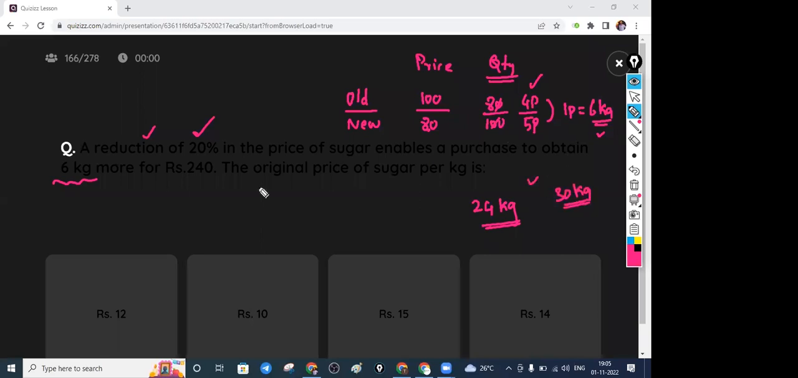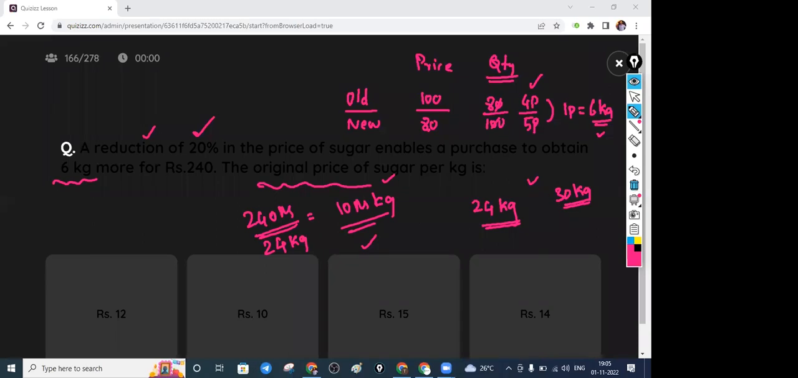So they are asking the original price of sugar. Original price of sugar is nothing but 240 rupees divided by the original quantity, 24 kg, which is nothing but 10 rupees per kg. Very similar problem. I've just changed only the numbers. This way you will be able to get it. So 10 is the right answer for this question.